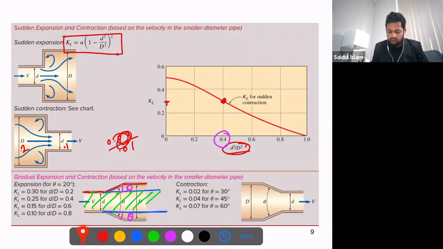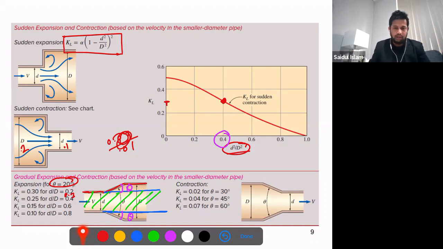So let's say you got a question in the exam where the angle theta is 20 degree, and the ratio of small d and capital D is, let's say, 0.3. So you don't know the loss coefficient value for 0.3. So you do the interpolation here. I will show you how to do that.